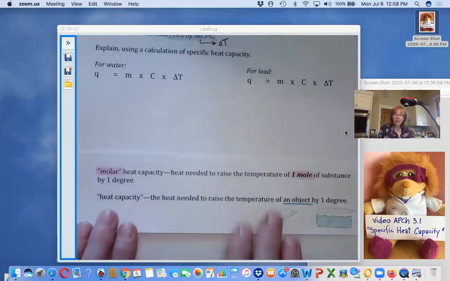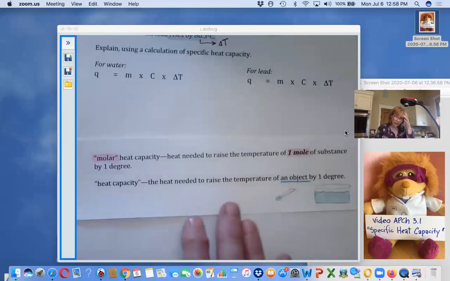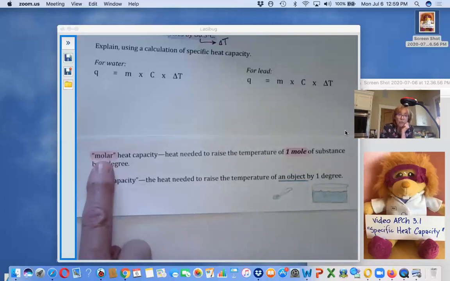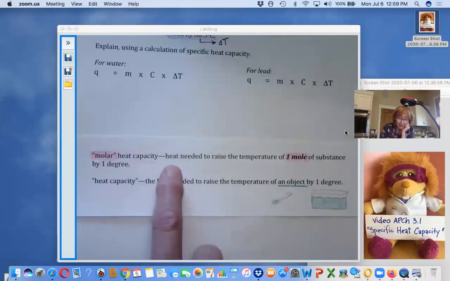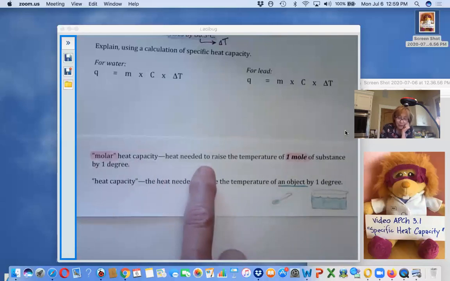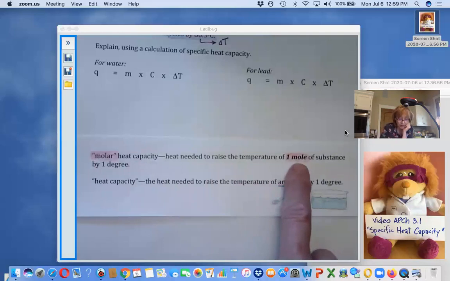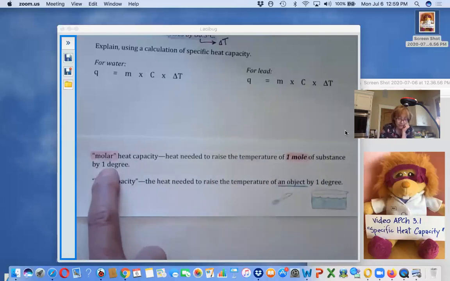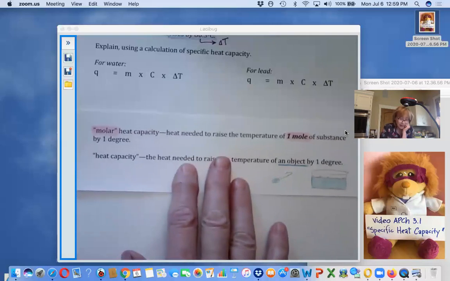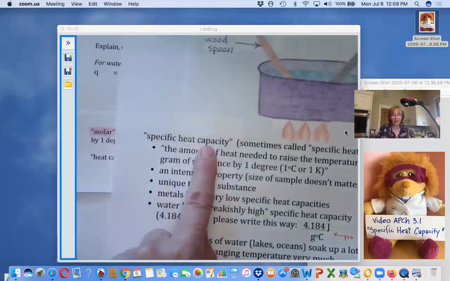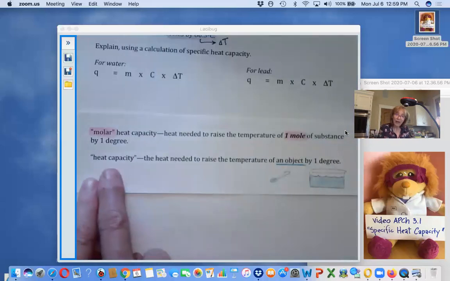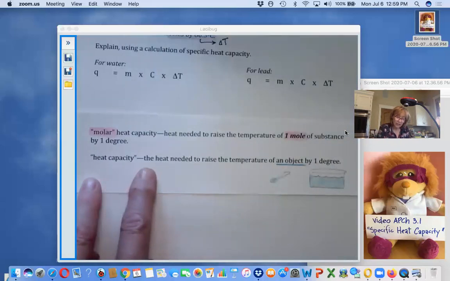Okay, I want to finish up with one more thing, and that is to compare two other quantities. This one, called molar heat capacity, is very similar to specific heat capacity. Instead, it's the heat needed to raise the temperature of a mole of substance by 1 degree. And then the last one is this term called heat capacity, not specific heat capacity, but simply heat capacity. That's defined as the heat needed to raise the temperature of an object by 1 degree.